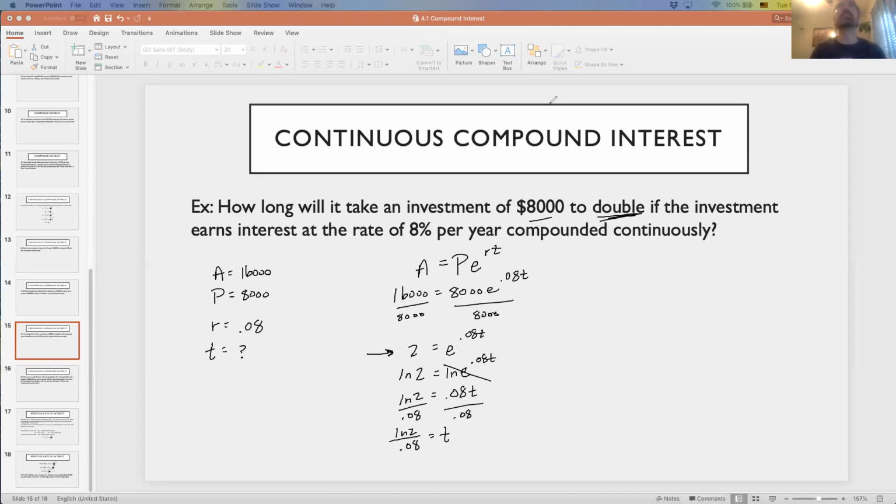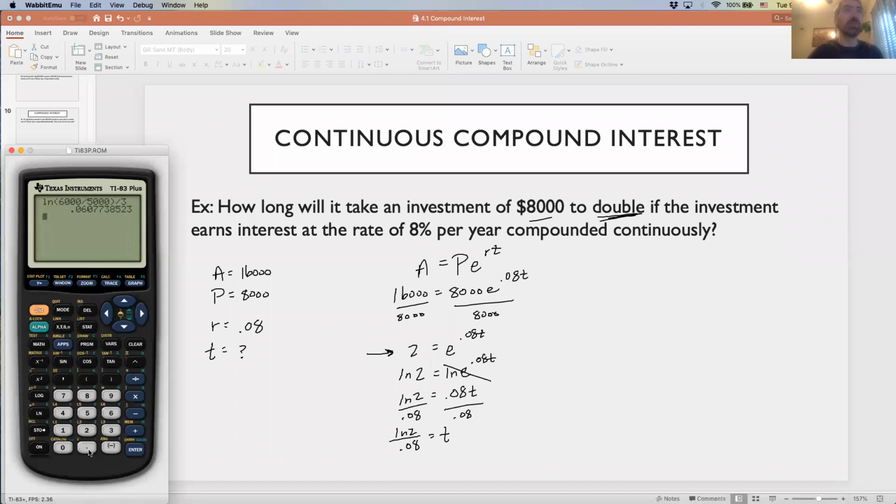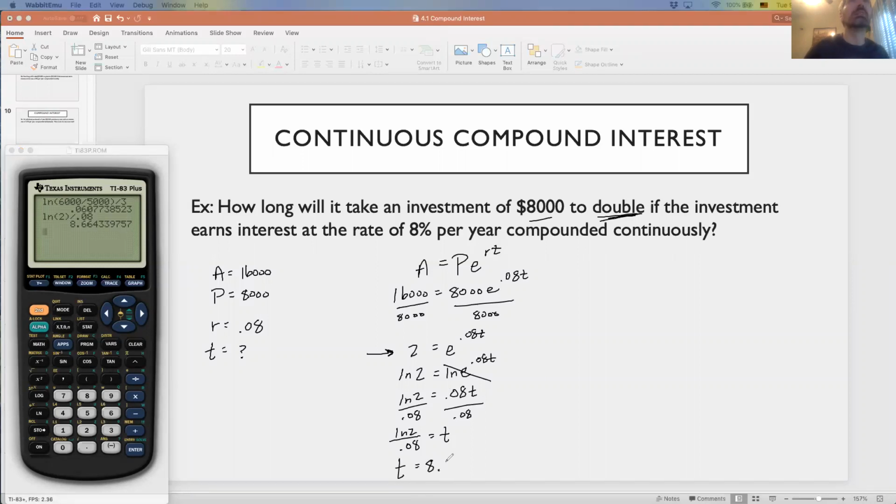So you can save this work and just jump down to this line if you're comfortable with it. But let's see what that is. Natural log of 2 divided by 0.08 is 8.66 years. We'll use 2 decimal places here. 8.66 years is how long we would need to invest in order to double our investment.